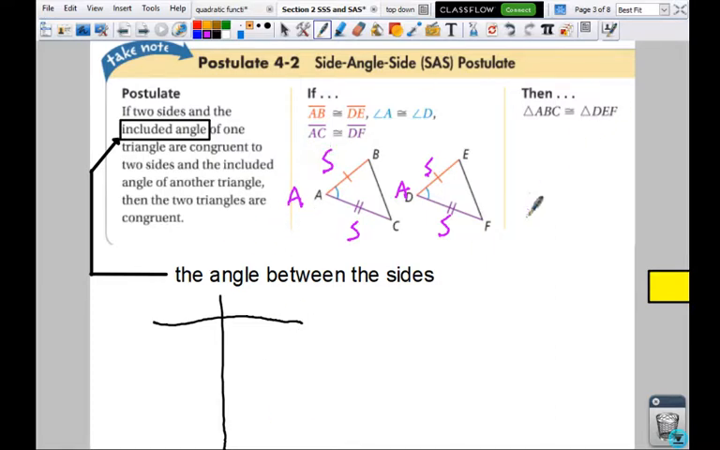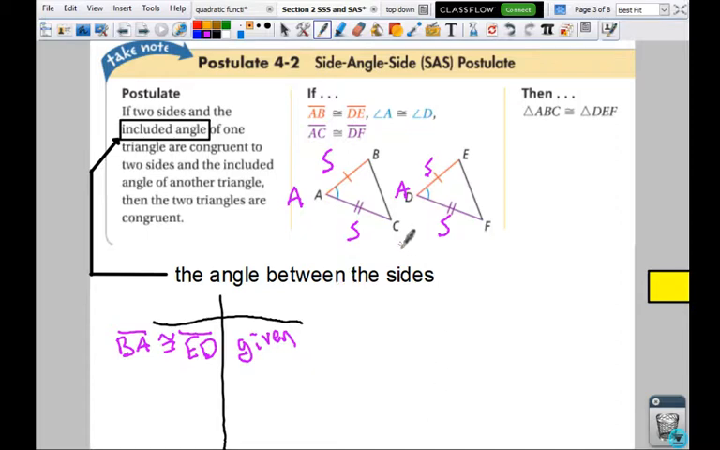So, I'm going to go through and I'm going to match up my different pieces here. So I'm going to start with this first side. I have BA, side BA is congruent to side ED. And my reasons are pretty boring on this one, but that's okay, because it's given.